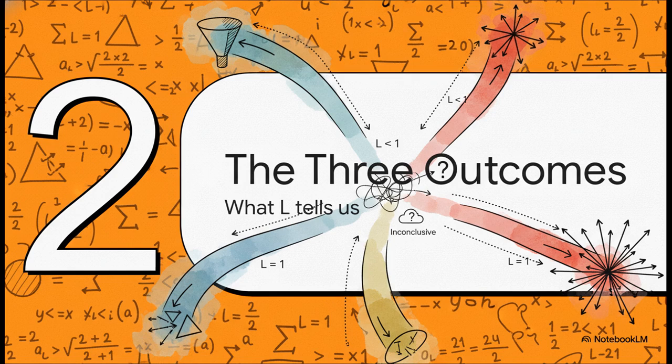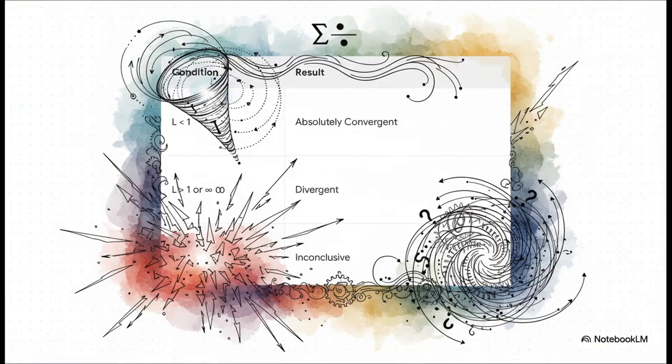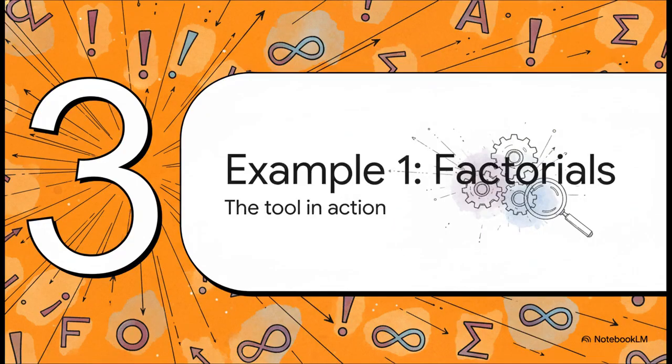So once you've calculated your L, the test gives you one of three really clear verdicts. This is what makes it so powerful. Well, most of the time. Think of this as the instruction manual for the test. If your L is less than 1, the series converges absolutely. That's a rock-solid guarantee. If L is bigger than 1 or even infinite, the series diverges, no question. And if L lands exactly on 1, well, that's the one inconclusive case we're going to talk about in a bit.